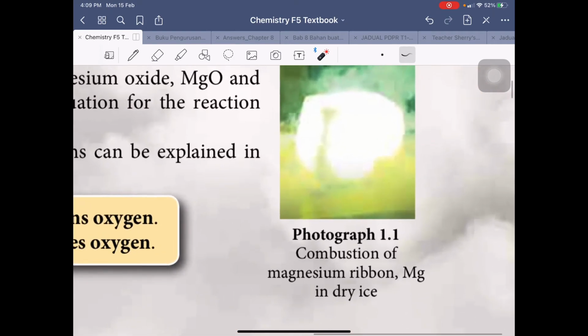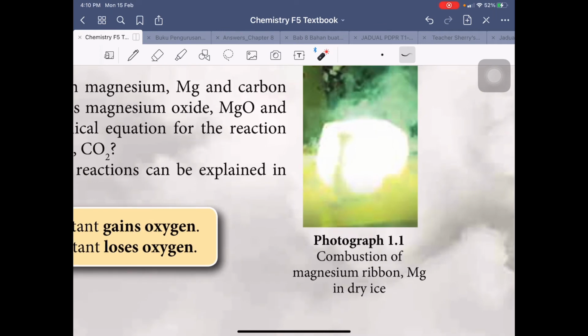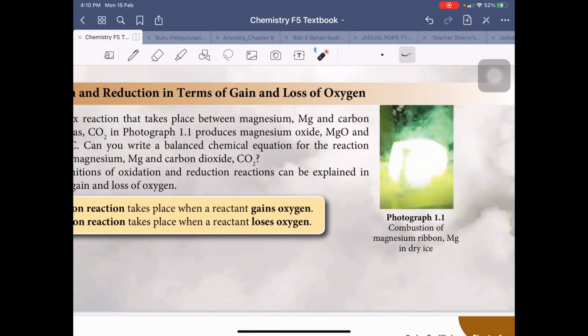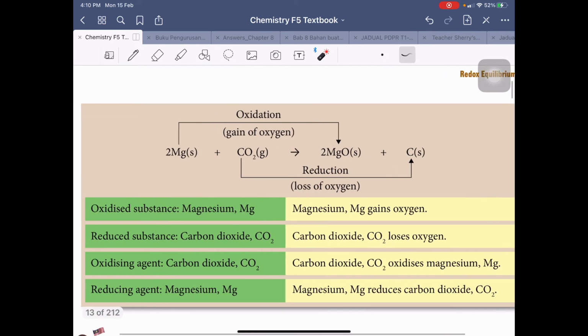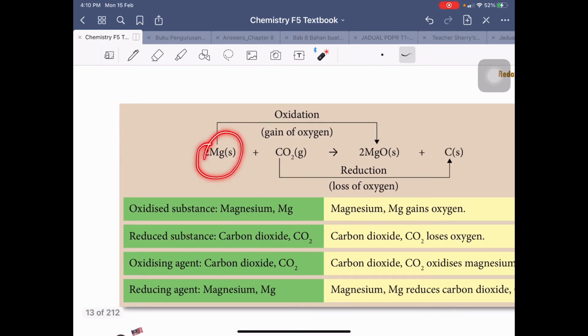Look at the photograph over here. This is the photograph of combustion of magnesium ribbon in dry ice. So something happened here. Let us look at the chemical equation. Mg plus CO2 will yield MgO and also C. So ini adalah persamaan kimia yang biasa. In this chemical equation, when you are asked which one undergo oxidation, which one undergo reduction, sebenarnya you just have to refer to the bahan, to the reactant only.